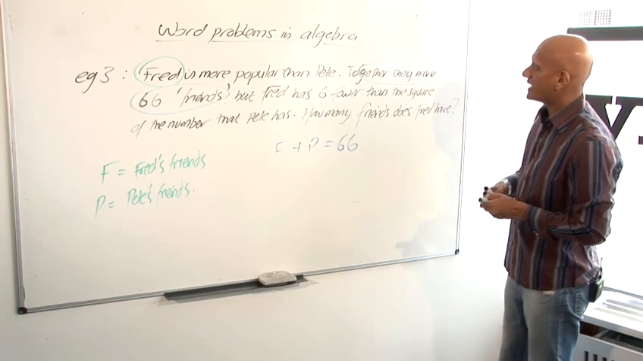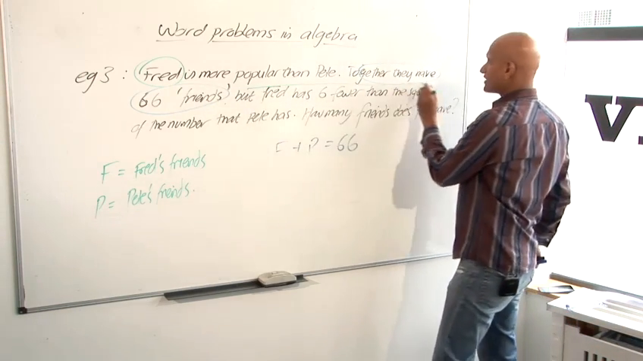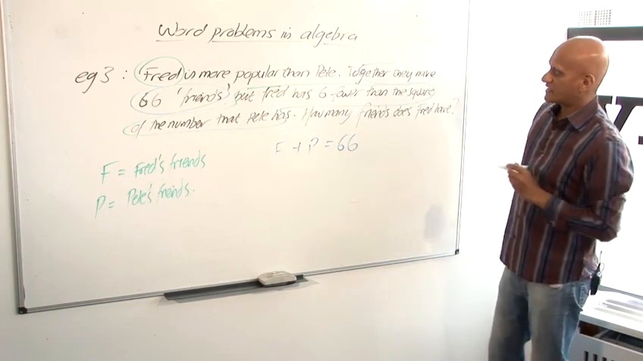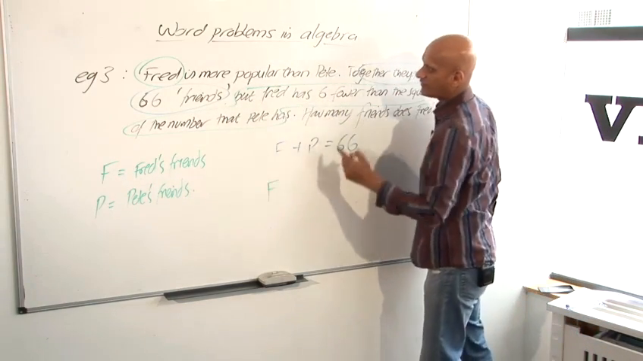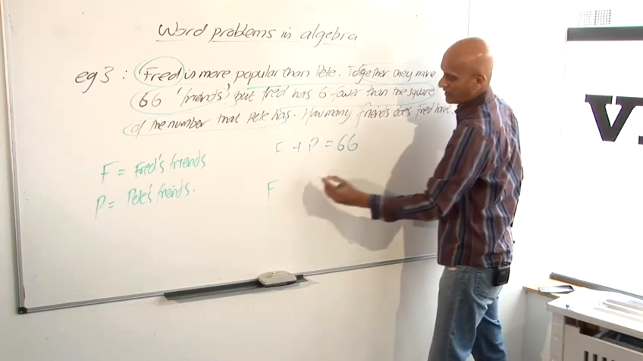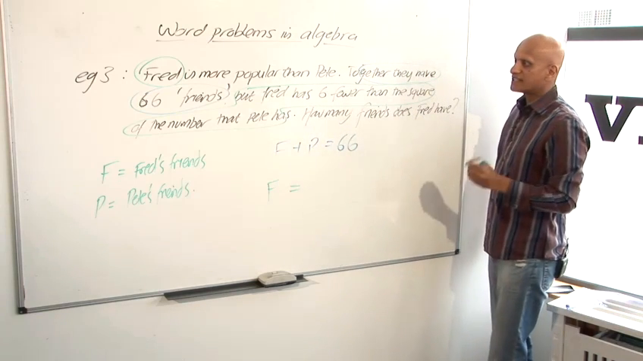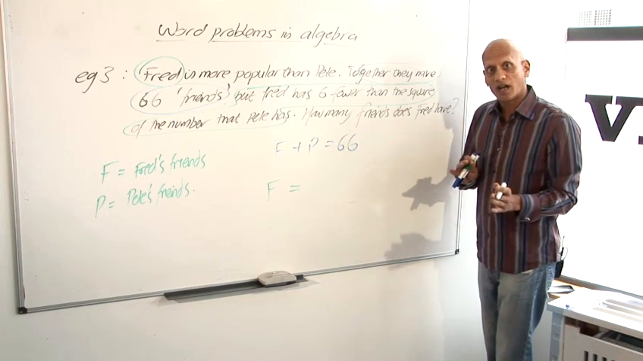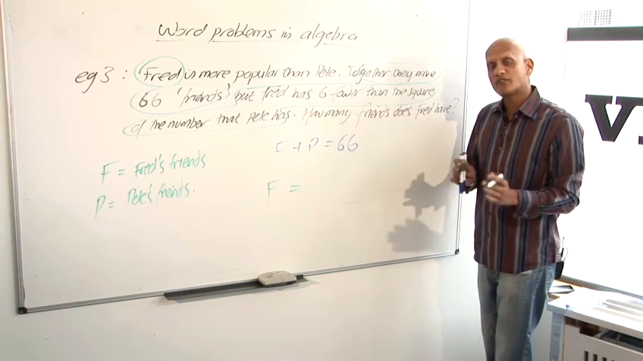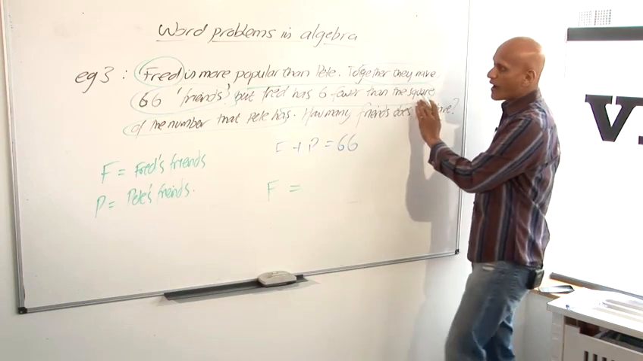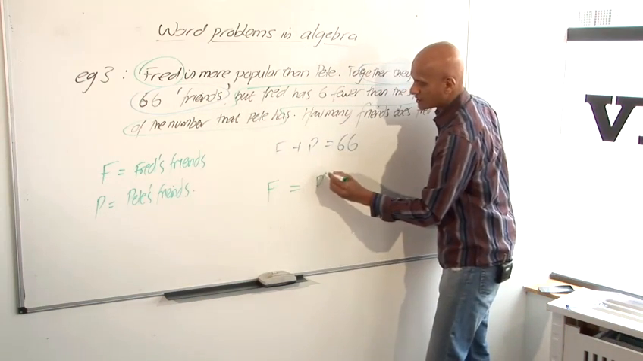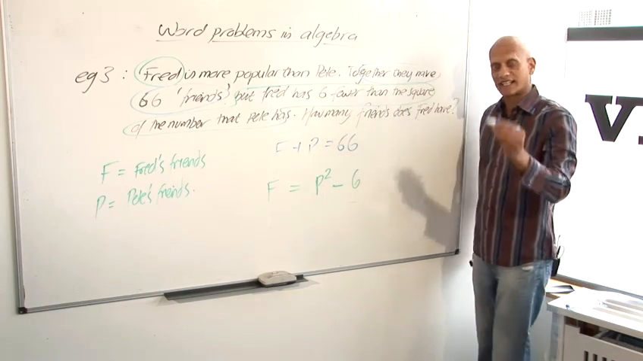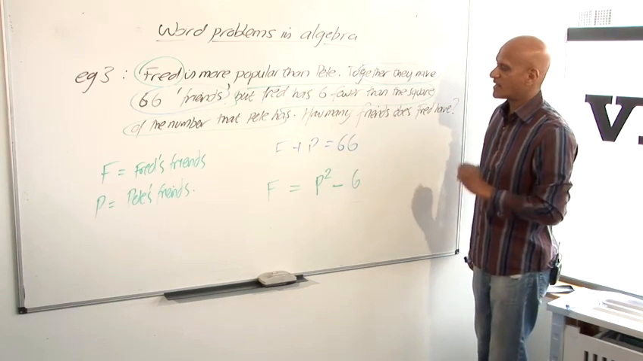And the next thing they tell me is Fred has 6 fewer than the square of the number that Pete has. So Fred, f, has, is equals, 6 fewer than the square of the number that Peter has. Now when you're doing fewer, which is subtract, you must be careful to get it the right way around. So the square of the number that Peter has is p squared, and then I must minus the 6 afterwards. So 6 fewer doesn't mean 6 subtract p squared, it means p squared subtract 6.